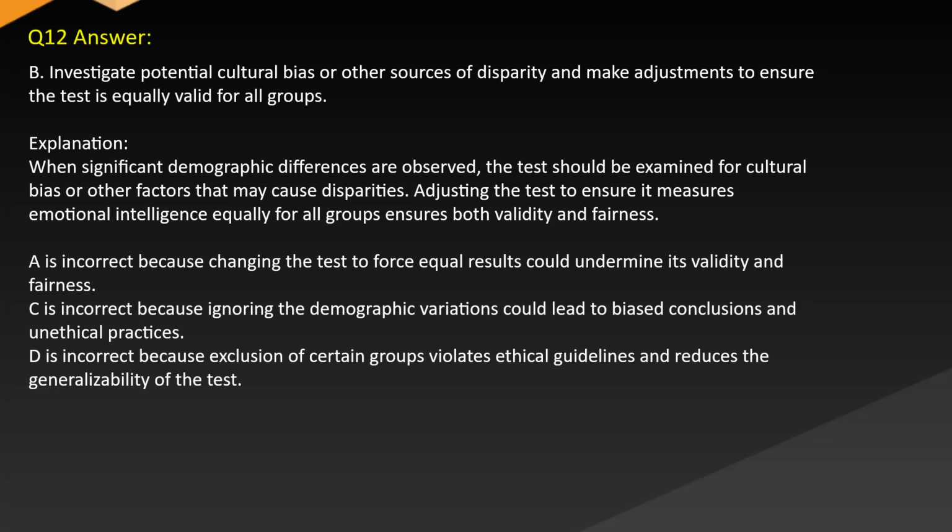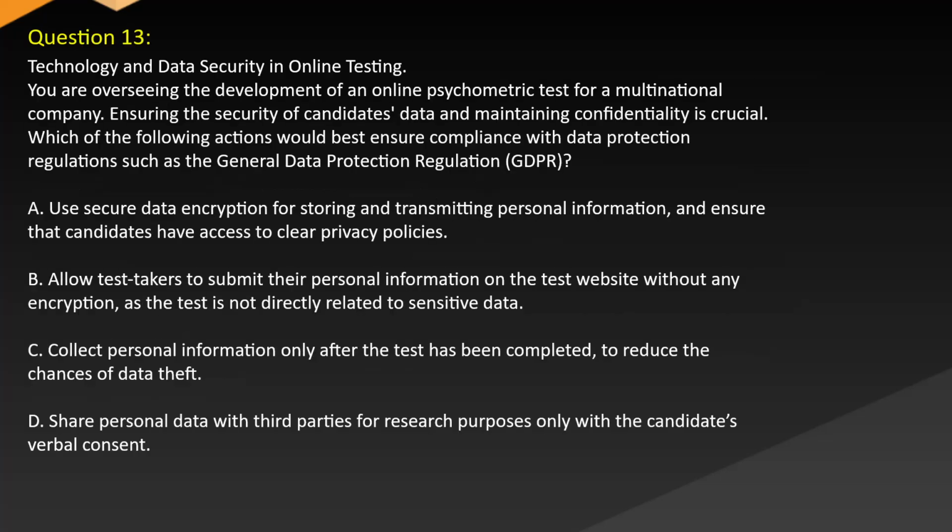C is incorrect because ignoring the demographic variations could lead to biased conclusions and unethical practices. D is incorrect because exclusion of certain groups violates ethical guidelines and reduces the generalizability of the test. Question 13. Technology and data security in online testing.